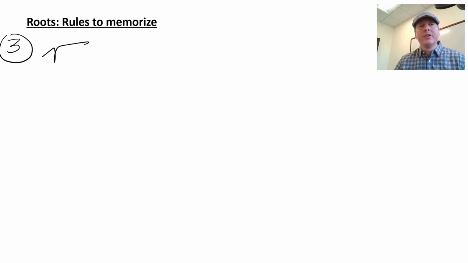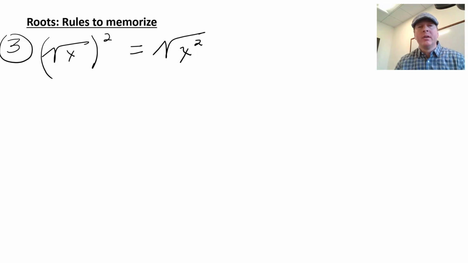A third rule. The square root of x, squared, is the same thing as the square root of x squared. So in other words, it doesn't matter where you put the exponent, and both of those are equal to x. So the squaring and the square rooting cancel each other. And when you think about exponent rules, this makes sense.